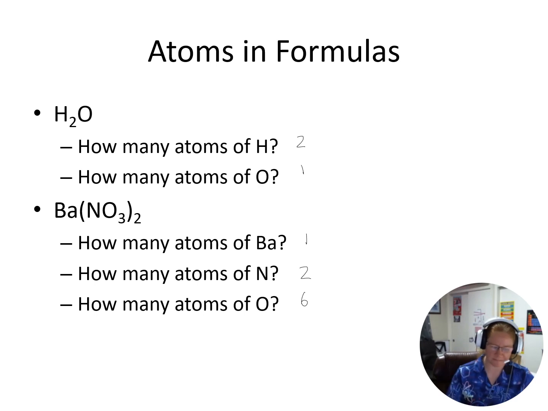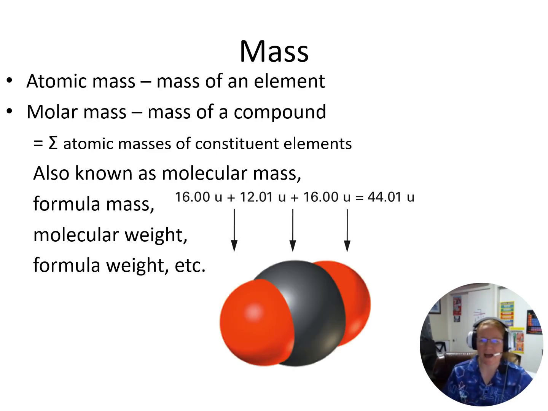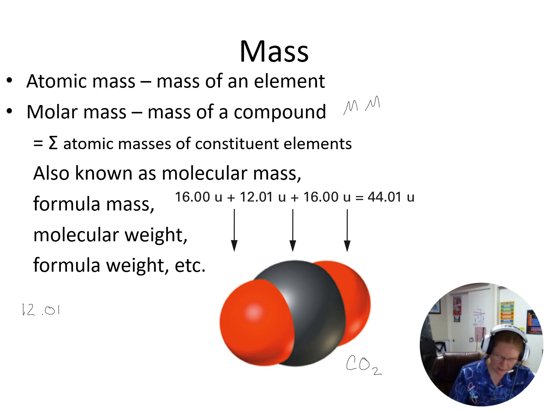Okay, so it's important to be able to look at a formula and figure out how much of each thing is in a formula. Okay, when we look at the mass of an individual element, we call that the atomic mass. And now when we look at the mass of a compound, we call that the molar mass. And so I abbreviate this with MM. And so to get it, all we do is we sum up the masses of the constituent elements. So this one right here, this is carbon dioxide. And so I have 1 carbon, so I would do 12.01. And then I have 2 oxygen, so I do 2 times 16.00. And that's where we get the 44.01.